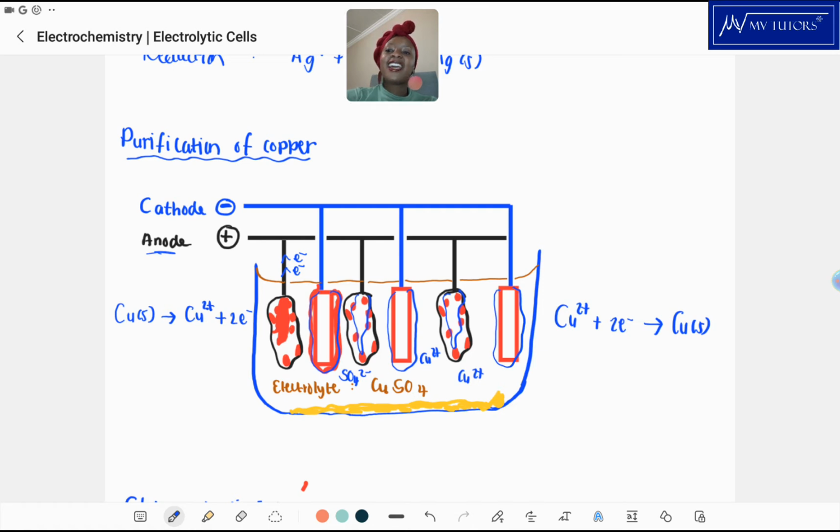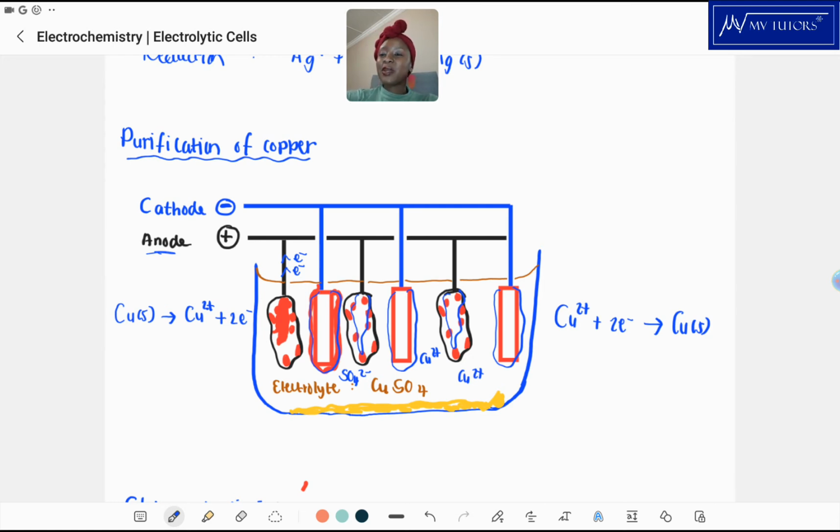Okay, and at the end, whatever is impure will end up settling at the bottom of whatever you're using, and you're going to take those impurities and go and purify them by themselves. So that is basically the purification of copper as well.